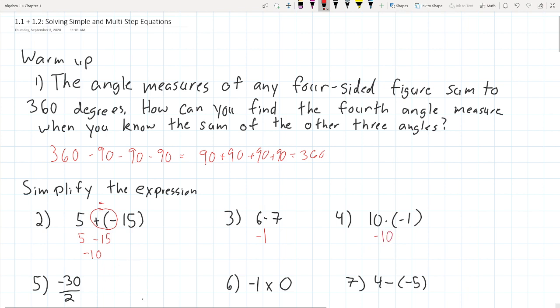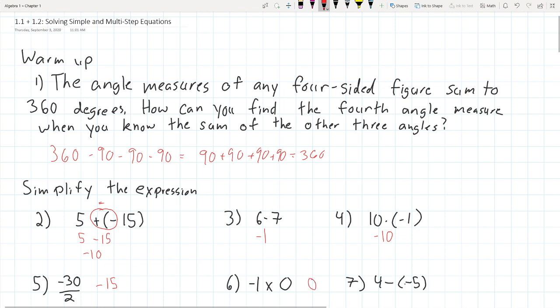Number 5, negative 30 over 2. This is a fraction, but it also is division. So whenever we're dividing, I look at this, positive and negative make a negative. 30 divided by 2 is 15. So the answer is negative 15. Number 6, negative 1 times 0. Negative 1 times 0 is 0.